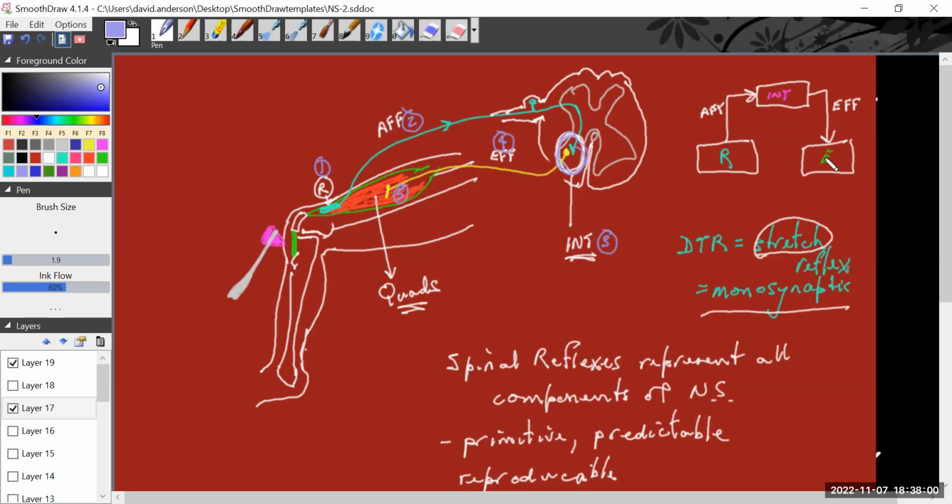Yes. Perfect. Very good. All right, so that up to and including spinal reflexes will be on test number 3.